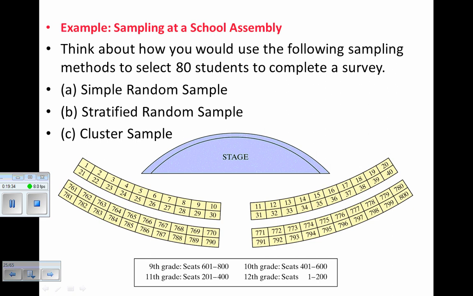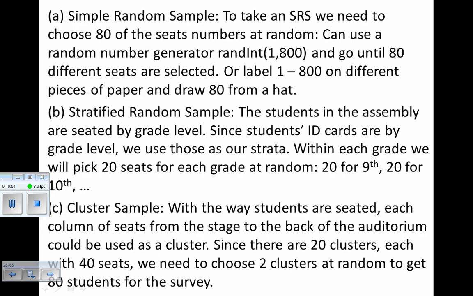So think about this. Think about how you would use the following sampling methods to select 80 students to complete a survey if you wanted to do a simple random sample, a stratified random sample, or a cluster sample. So you have 9th graders, 10th graders, 11th graders, 12th graders. I'll let you think about that, how you want to write it down. You can pause me.